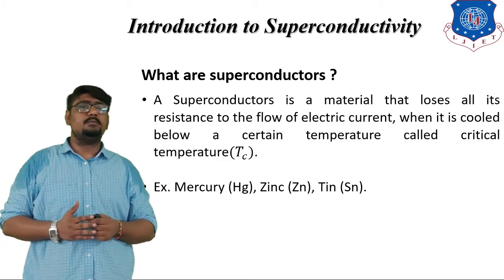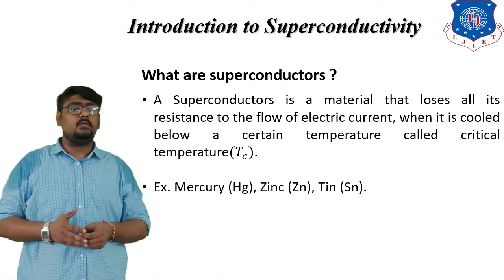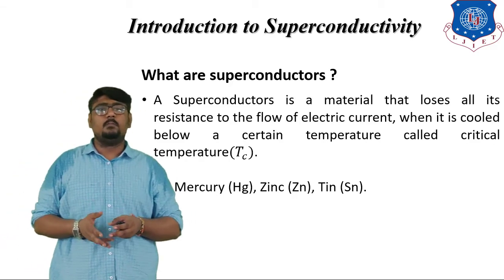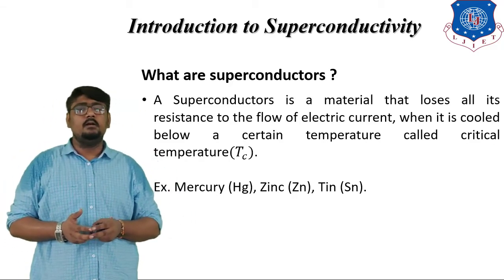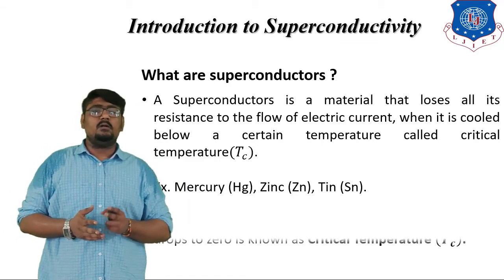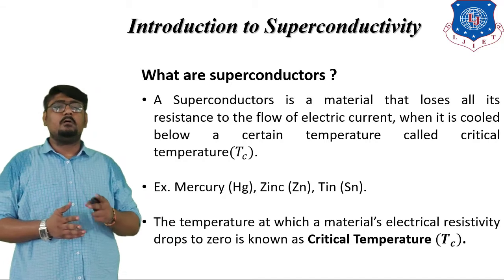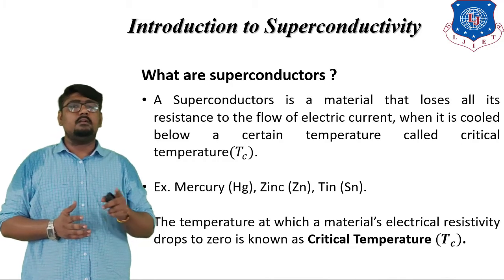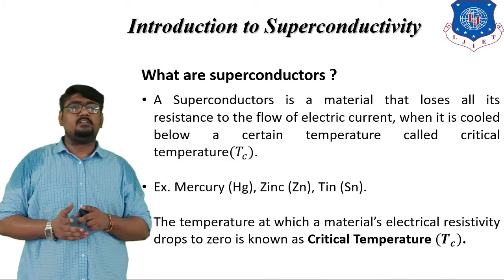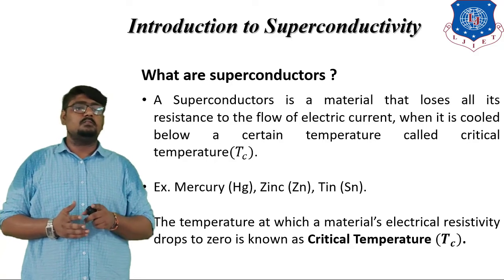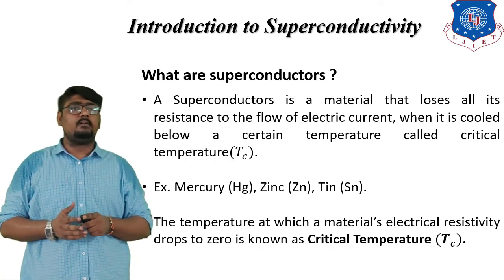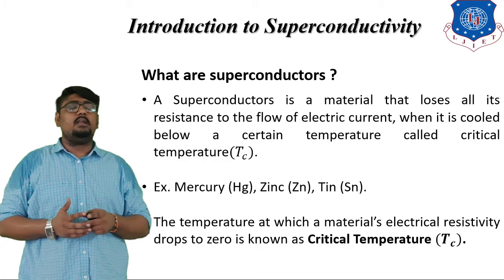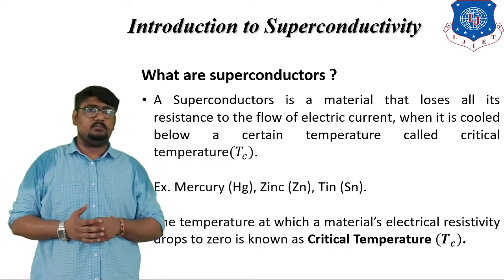Materials which exhibit such properties are mercury, zinc, and tin. These are examples of materials which possess superconductivity. The temperature at which a material's electrical resistivity drops to zero is known as the critical temperature, and we denote it by the symbol Tc, capital T suffix C. Thus, superconductivity is the flow of electric current without resistance in certain metals, alloys, and ceramics at a temperature near absolute zero.